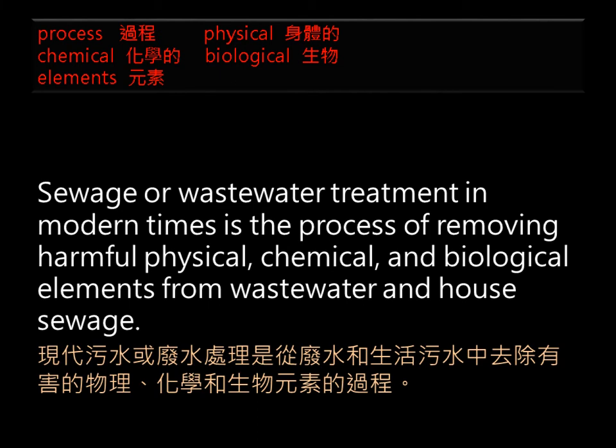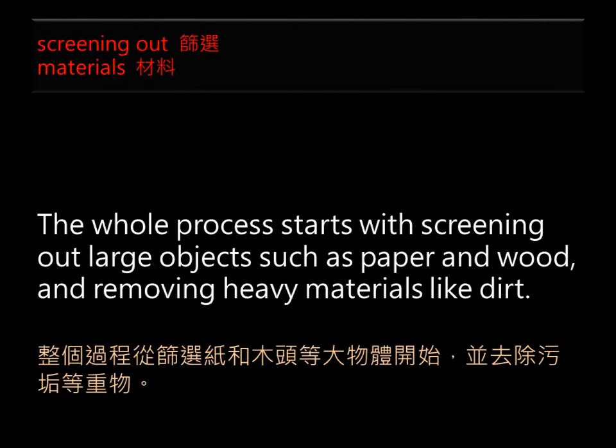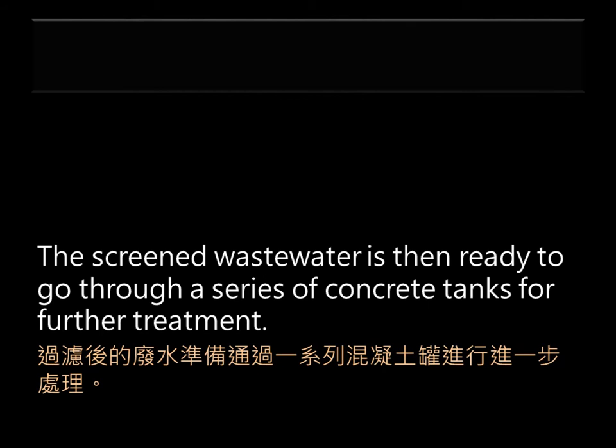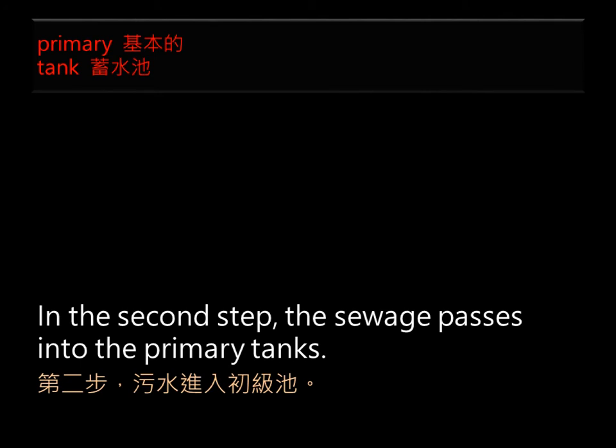and house sewage. The whole process starts with screening out large objects such as paper and wood, and removing heavy materials like dirt. The screened wastewater is then ready to go through a series of concrete tanks for further treatment. In the second step, the sewage passes into the primary tanks.